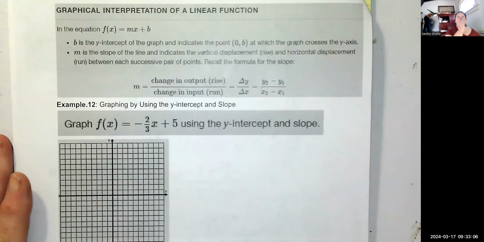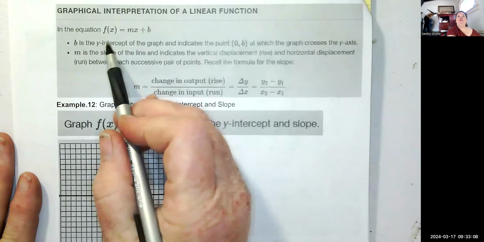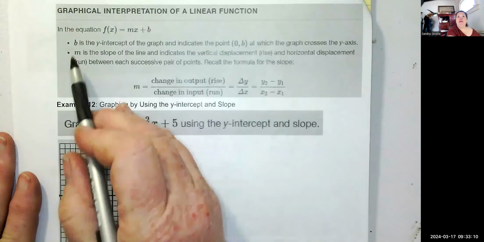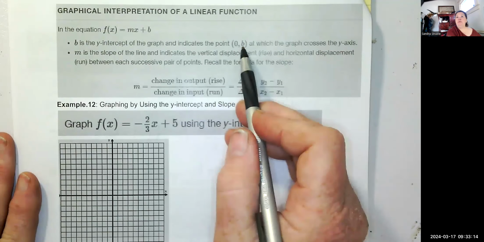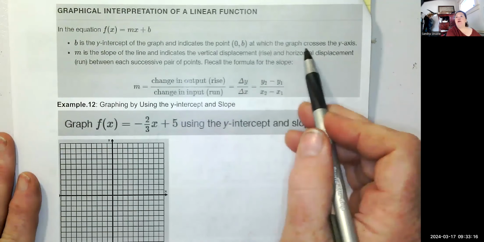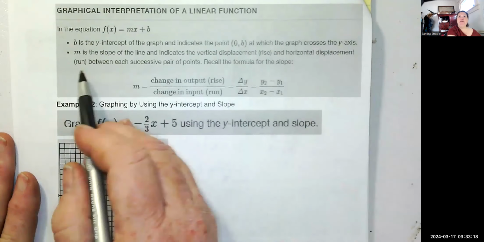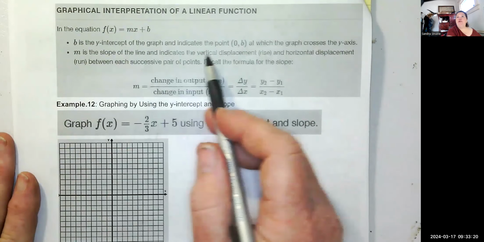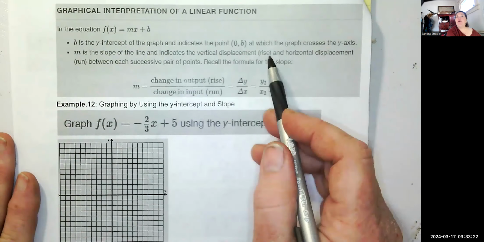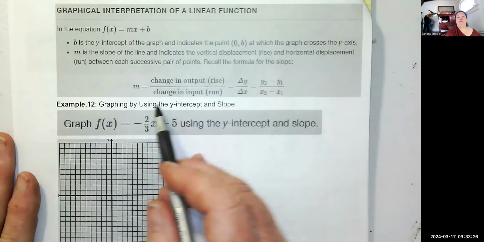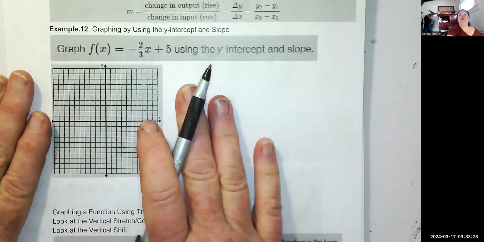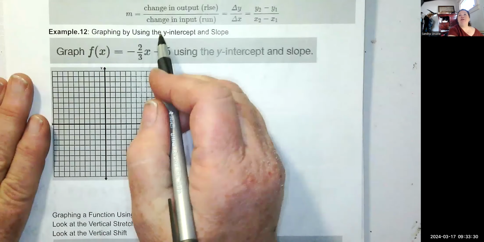And then you really should, but in the equation, f of x is equal to mx plus b. B is your y-intercept, and it's represented by the point (0, b), at which the graph crosses the y-axis. M is your slope, and indicates the vertical displacement of rise divided by run. Recall the formula. Okay, so let me show you what we're doing here. They want us to just graph it using the y-intercept and the slope.